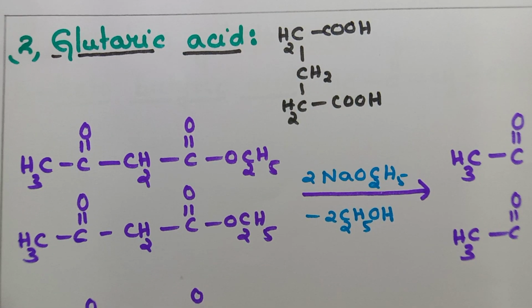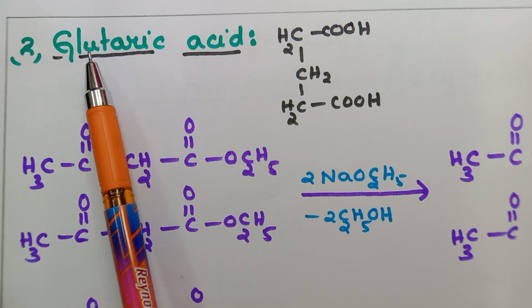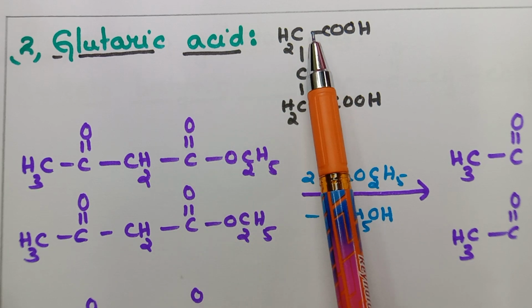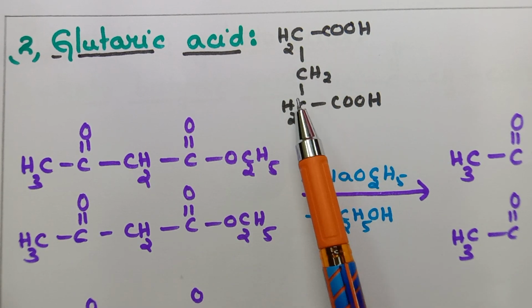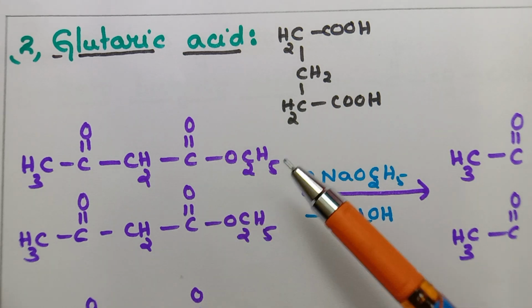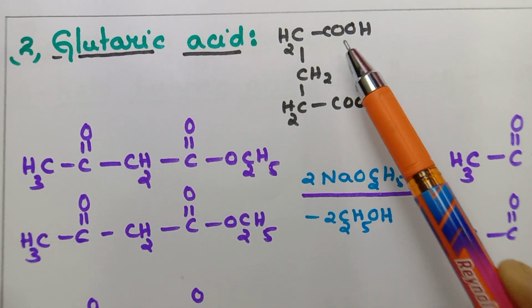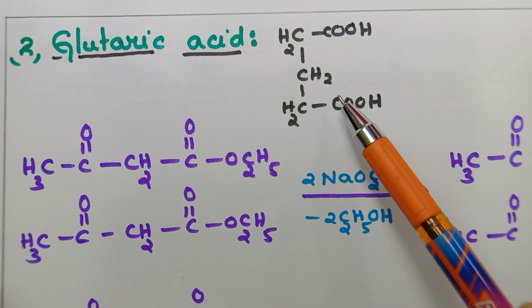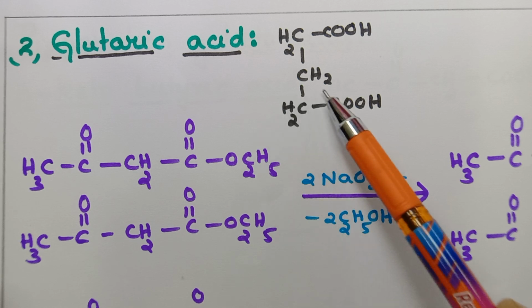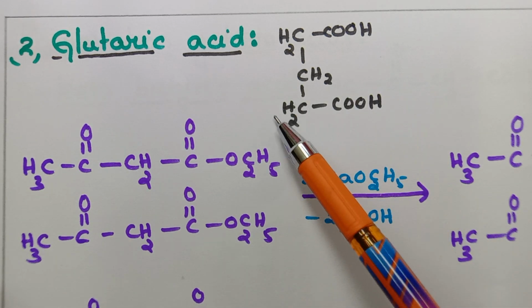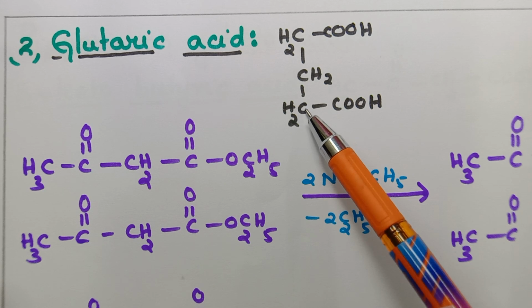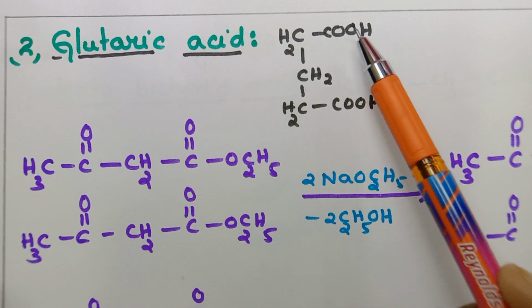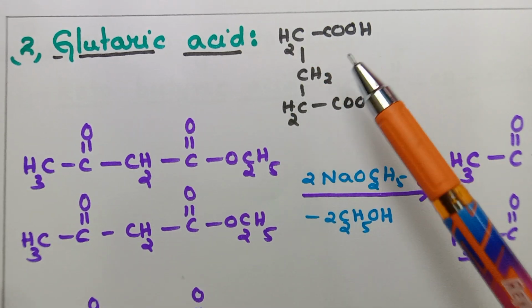Number 2, glutaric acid. Glutaric acid. CH2COOH, CH2COOH. Now there is one CH2 group extra. Total how many carbons? 1, 2, 3, 4, 5 carbons. Succinic acid only 4. Okay. Now, this portion we can get from hydrolysis. Now this carbon is now having this group, CH2, CH2, COOH. This group has to be introduced.